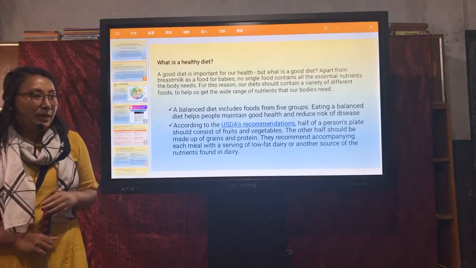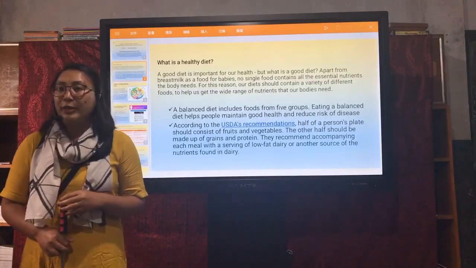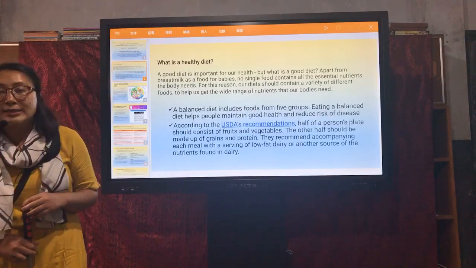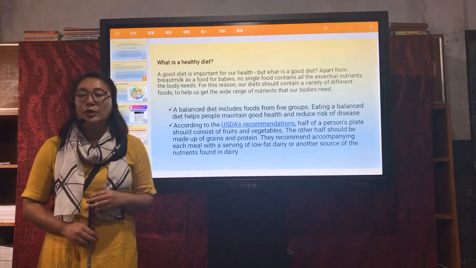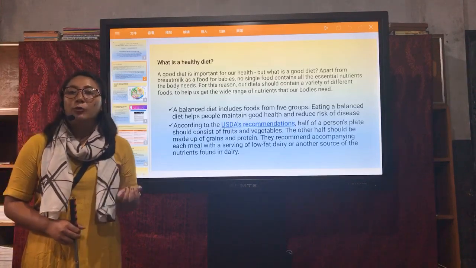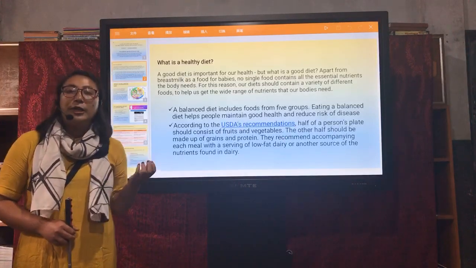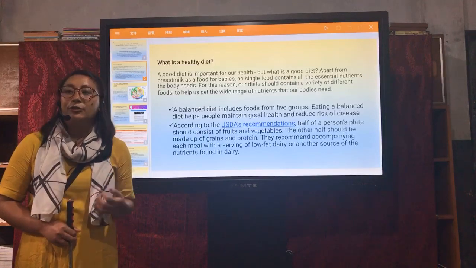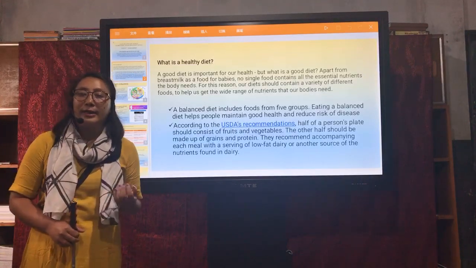Let me give you another example. We take foods every day, but not one single food contains all the essential nutrients. So we need to take food items in a variety. Then only our diet will be balanced. If we take a variety of food items in our day-to-day life, then we are maintaining a healthy diet.